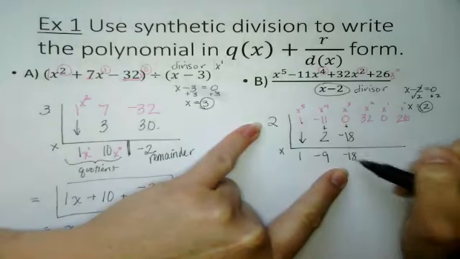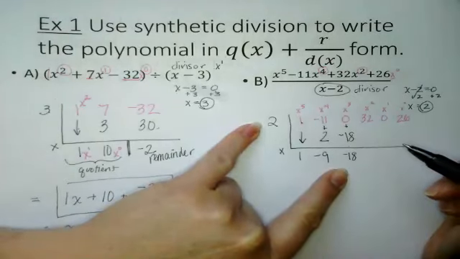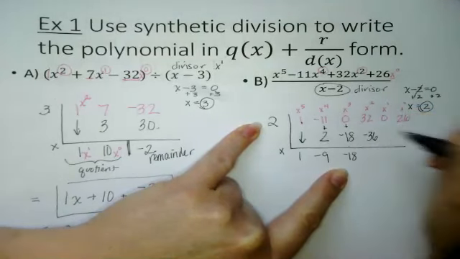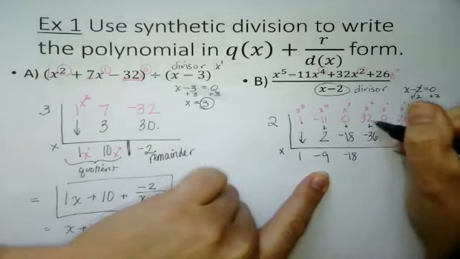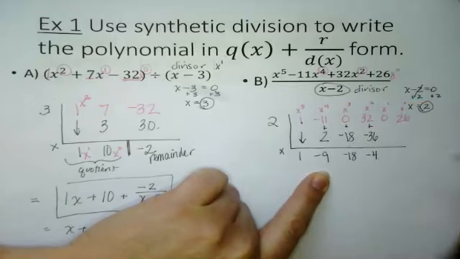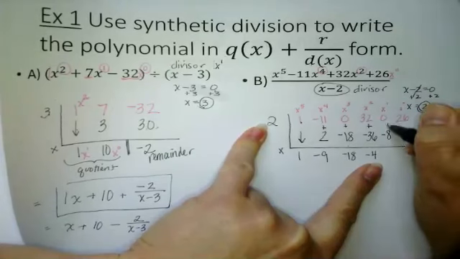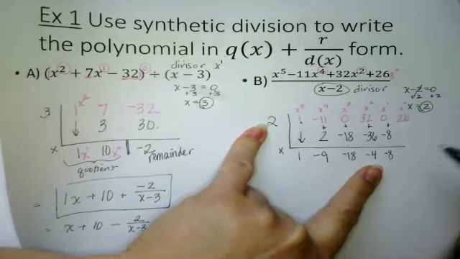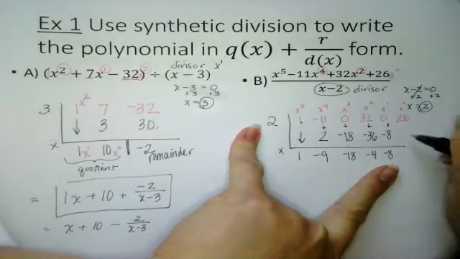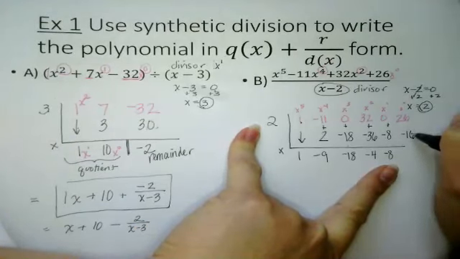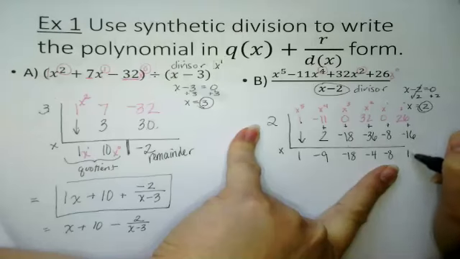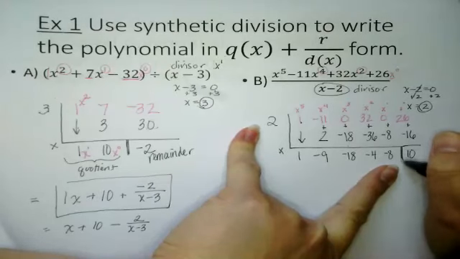Multiply. Negative 18 times 2, negative 36. Combine. Negative 36 plus 32 is negative 4. Multiply. Negative 4 times 2 is negative 8. Combine. 0 plus negative 8 is negative 8. Multiply. Negative 8 times 2 is negative 16. And combine 26 and negative 16, or 26 minus 16 is 10. And that always, always, always, that last thing is our remainder.